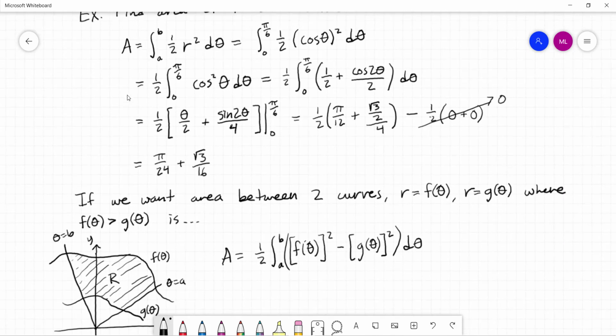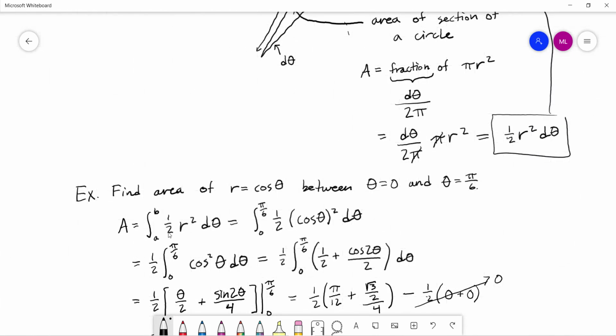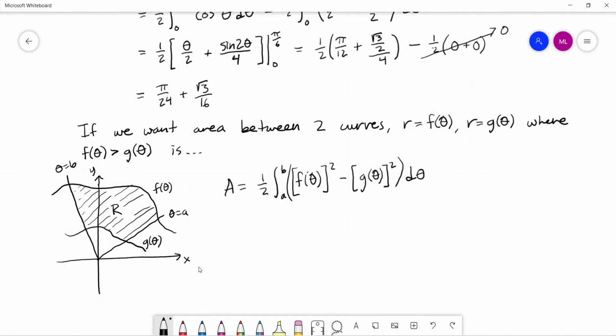So it's the same formula as we did right here. I've just pulled the 1/2 out, and we have two different r's, outer r squared minus the inner r squared. So if you want, you could treat that as like capital R squared and lowercase r squared or something like that, if you wanted to think about it that way.